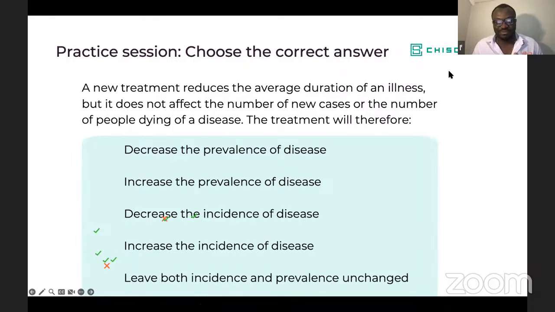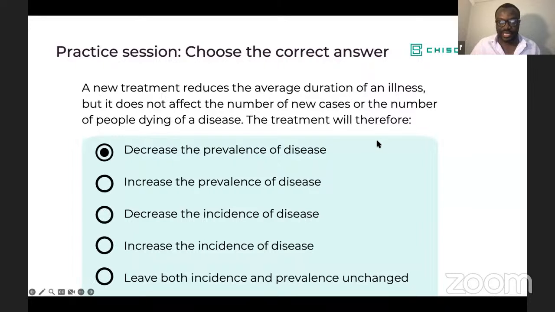So again, remember I said the formula for prevalence is incidence times duration. I'm just testing your knowledge of that formula. If prevalence is incidence times duration, you are told that the treatment reduces the average duration of an illness but has no impact on incidence. If it reduces duration but has no impact on the incidence, what will be the result of that product? Exactly. It will reduce prevalence, right?